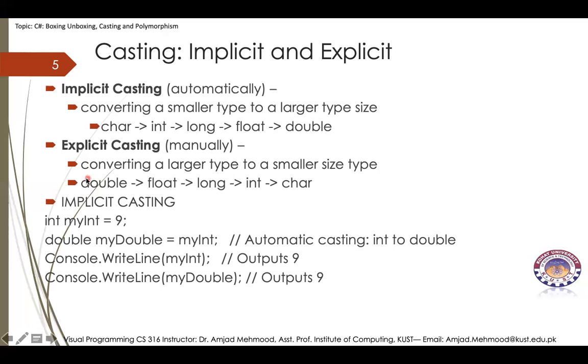In explicit casting, when you convert a larger type of value to a smaller type size, the compiler knows that there's a chance that loss of value can happen. So you need to mention it explicitly. Here you can see that when you assign an integer to a double, this will be done automatically, and you need not mention it explicitly.